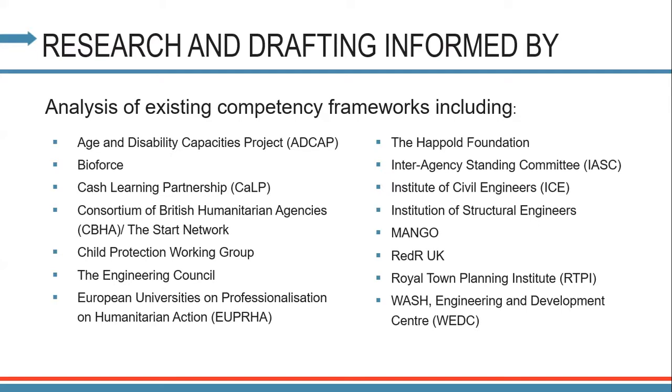Finally, the research and drafting process took into account existing relevant competency frameworks. The frameworks listed here are some examples that were used. The purpose of looking at the competency frameworks was to establish an appropriate format for the Urban Competency Framework, as there is no standard format for competency frameworks, as well as to identify useful or overlapping content. These frameworks help to shape what would and would not be included in the Urban Competency Framework. This analysis also helped us to identify that there is no existing competency framework that defines the competencies required in urban crises.